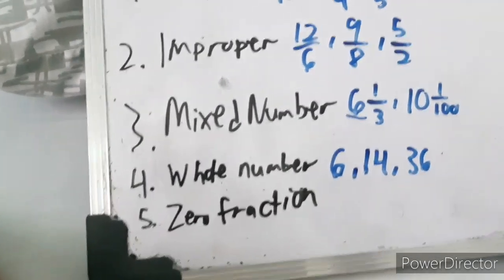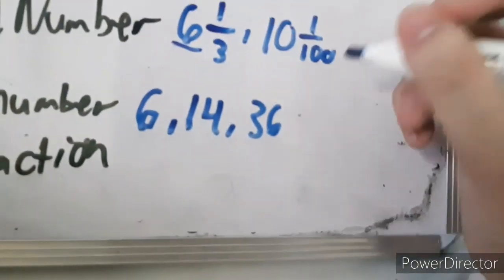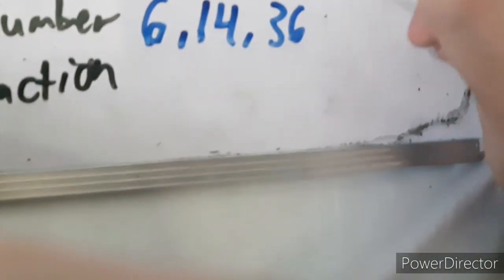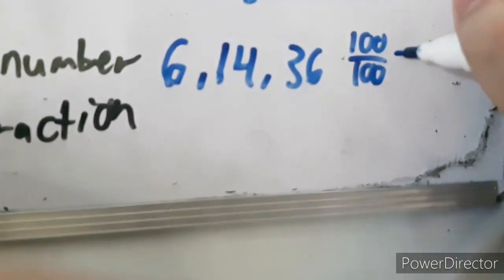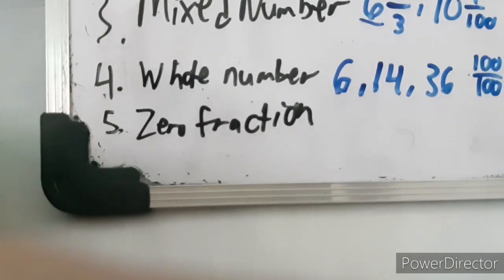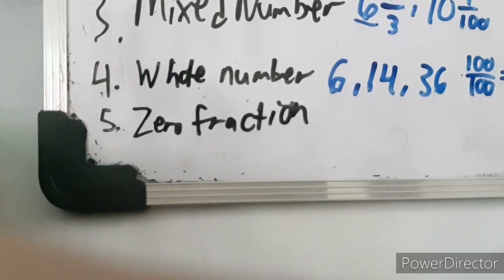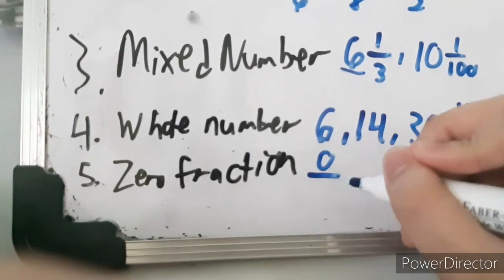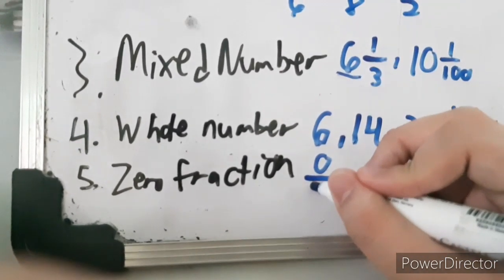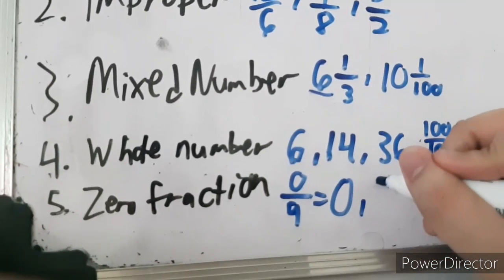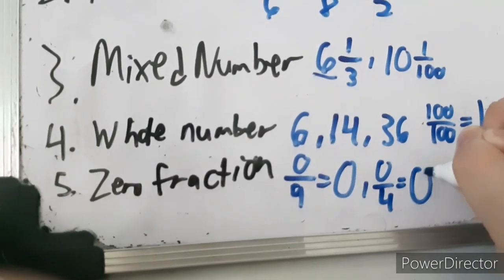Ito yung whole number. Another thing is yung when the numerator and denominator are the same, so kunwari it's 100 over 100. That will give us 1. And for zero fractions po, ang ibig sabihin ng zero fractions, ang numerator is always 0. So, kunwari, 0 over 9. That will give us 0. Or, 0 over 4 is also 0.